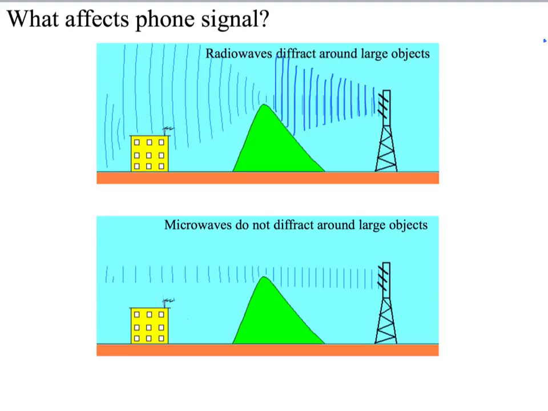So we can see in this bottom example, because the hill is between the line of sight, the straight line between the transmitter and the receiver, this building here won't receive a microwave signal.